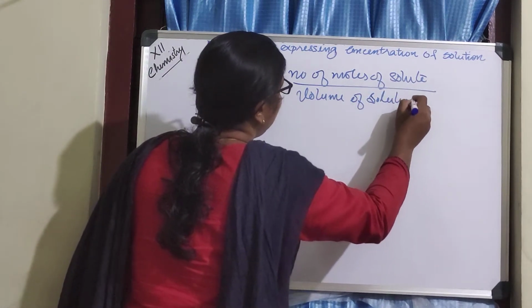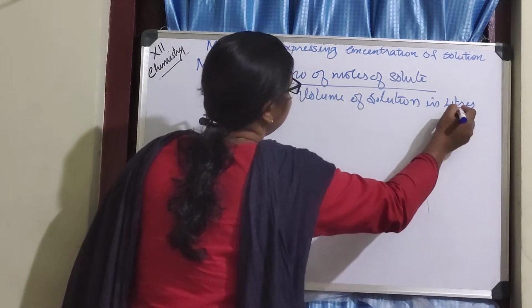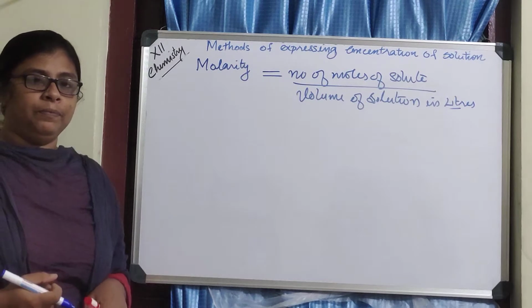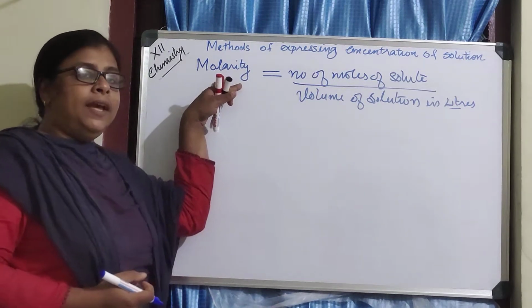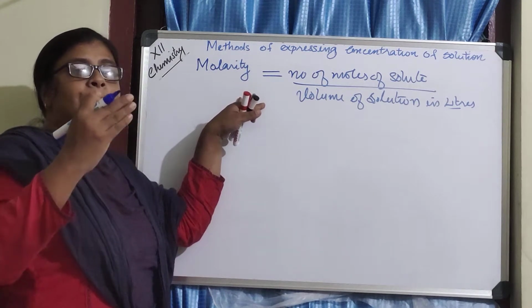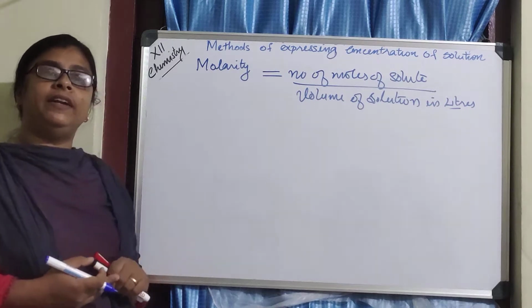So volume of solution in liters. We know that liter is the unit of volume. So if we say simply, molarity is the number of moles per liter of the solution. Number of moles of solute per liter.